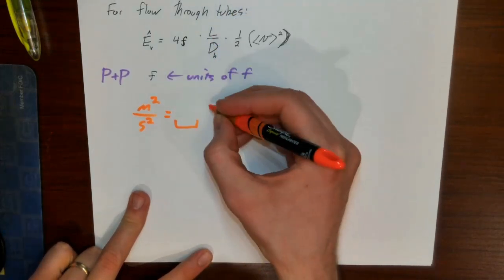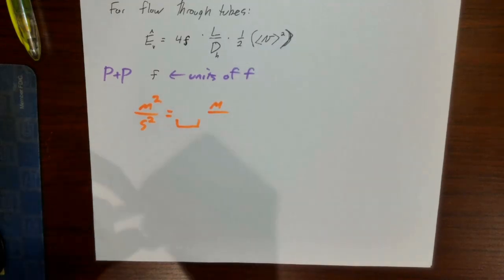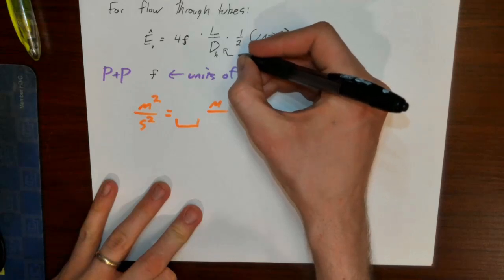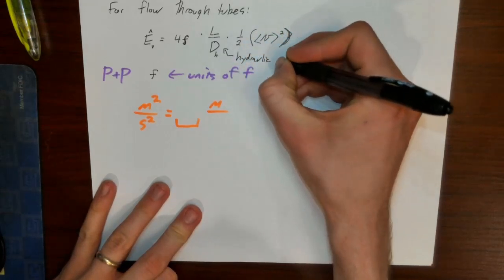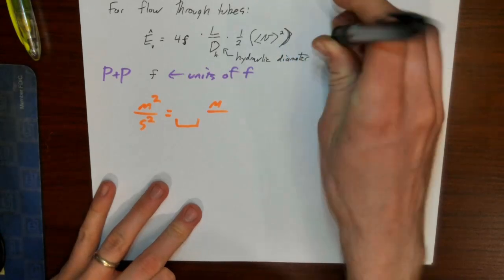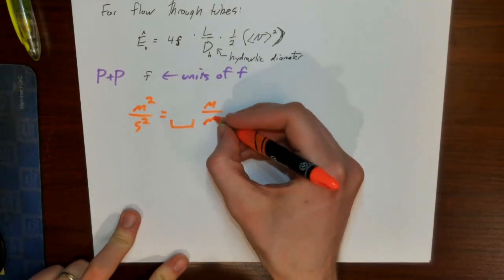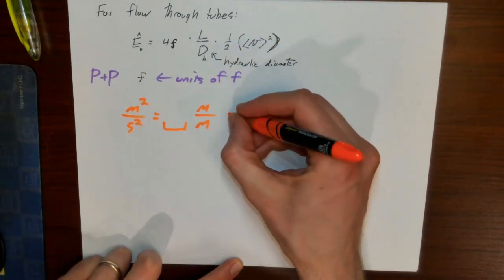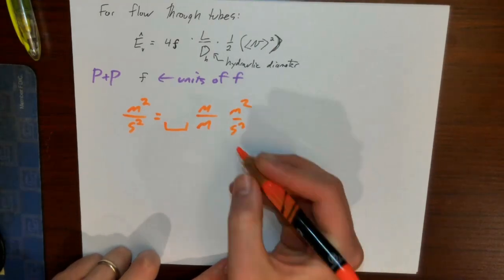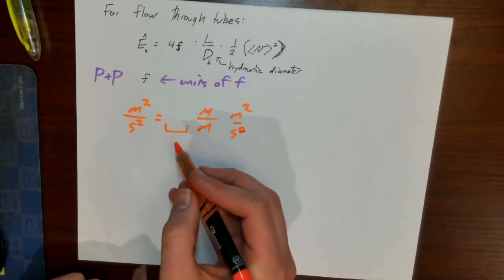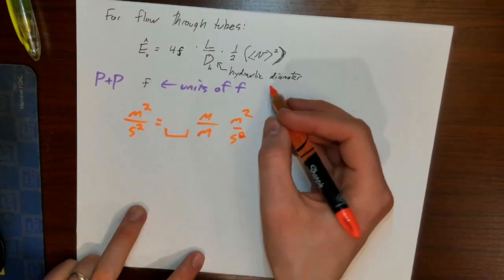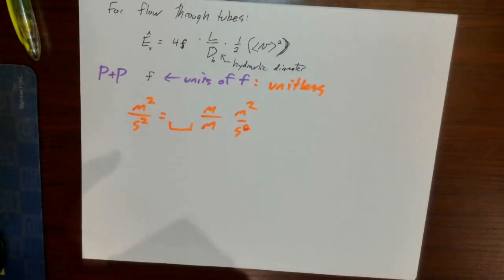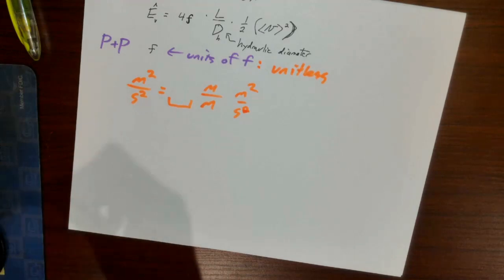L is units of meters. D is what I'll call the hydraulic diameter, and I'll clarify in just a sec. But it's a diameter all the same, and it has units of meters. And then 1/2, of course, is unitless, and then velocity squared is going to be meters squared per second squared. So what do we conclude f has to have? It has to be unitless. So we use this rationale to conclude that f is unitless.